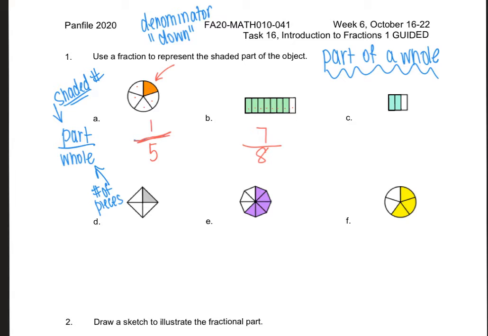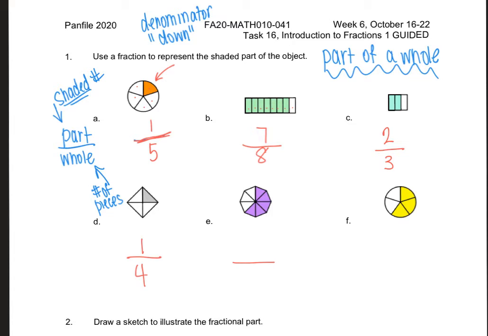Very similar is C. That's going to be 3 on the bottom because there's 3 total pieces. That's going to go on the bottom for the whole or the total number, and then 2 for the shaded piece on top. All right, for D, there's 4 total pieces, only 1 is shaded, so 1/4. Okay, this would be like a dollar, right? Quarters for a dollar. You have 1/4. 4 quarters would make a dollar.